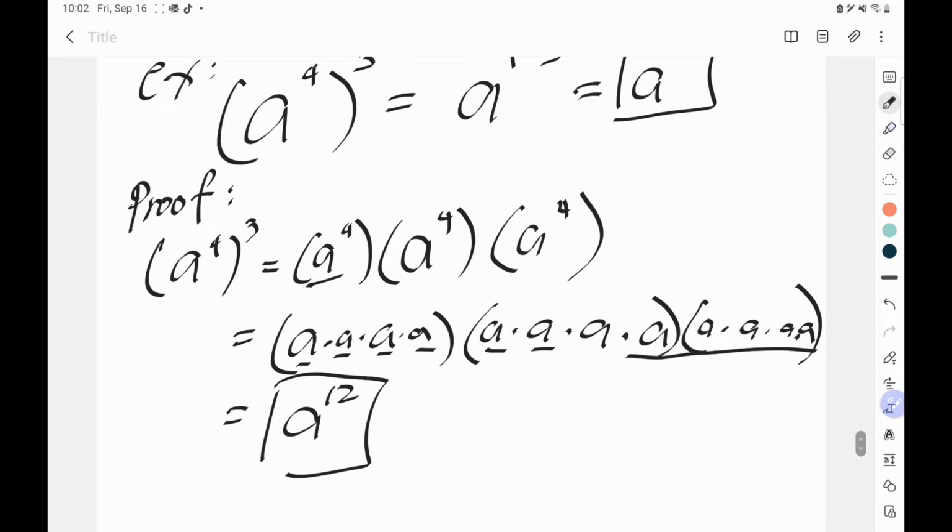And now let's proceed to the next law, which is power of a product.